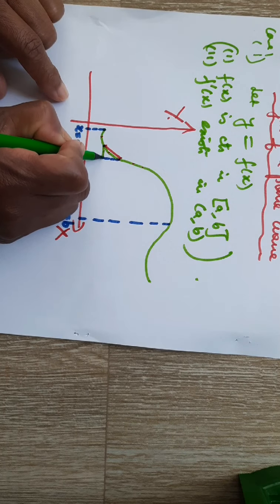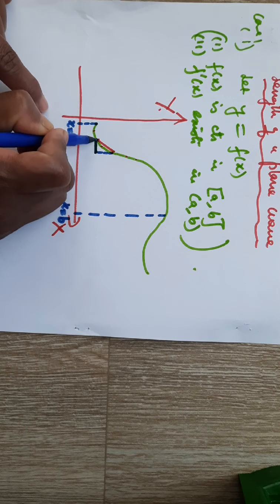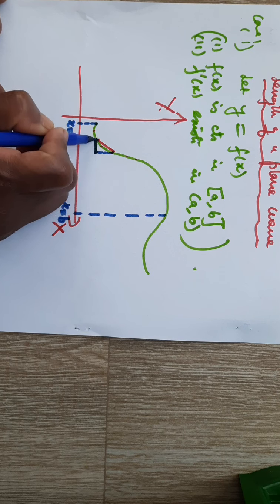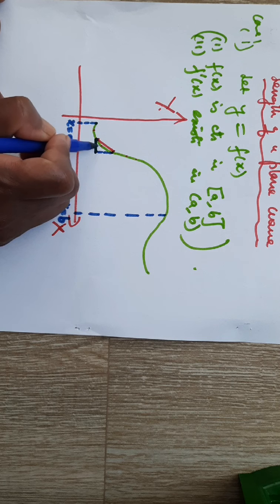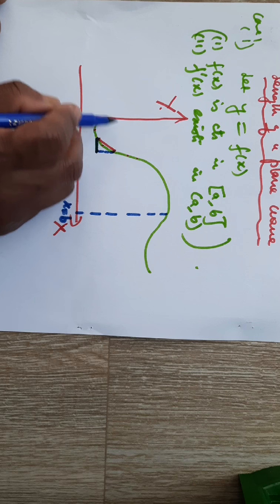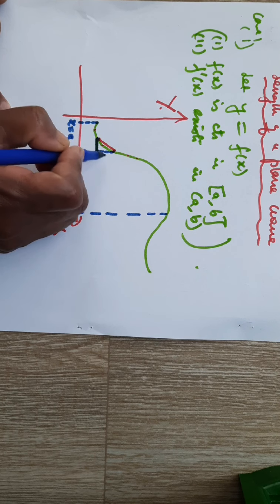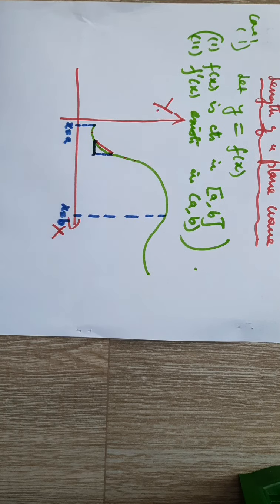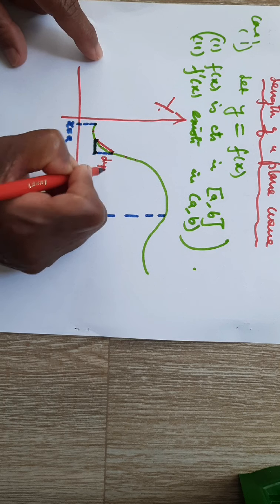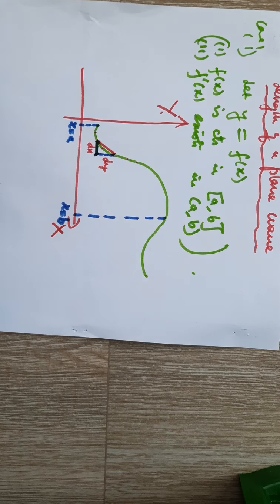And then you join this point from here to here and from here to here, where this line represents the base of this triangle, a line parallel to the x-axis, and this line is parallel to the y-axis. That means you can find the length from here to here on the x-axis and from here to here on the y-axis. Suppose the length from here to here on the y-axis is dy, and this is dx, that means from here to here the length is dx.